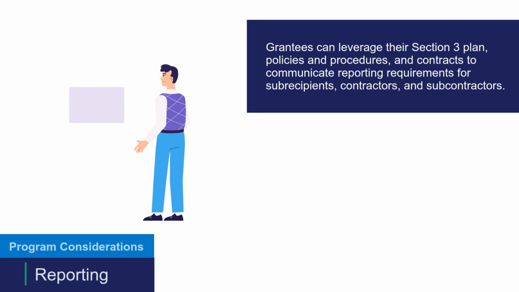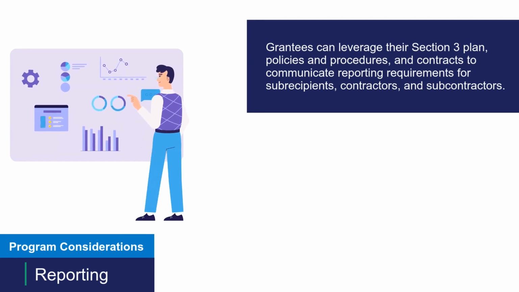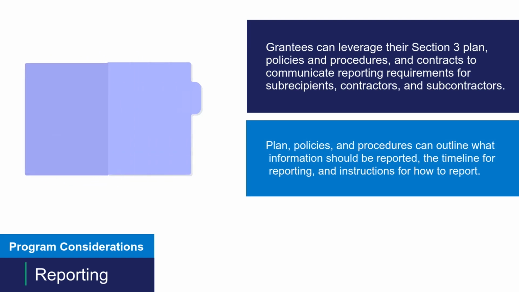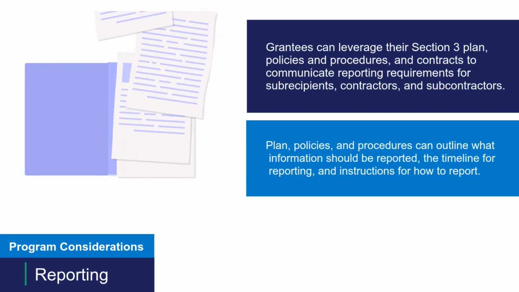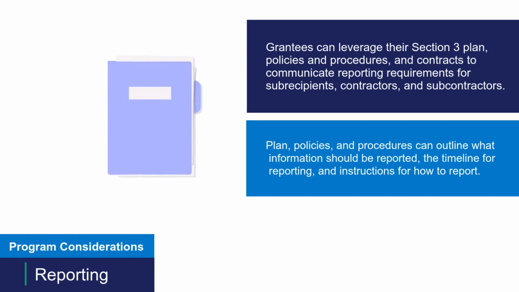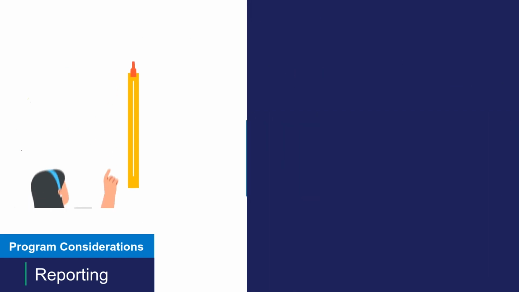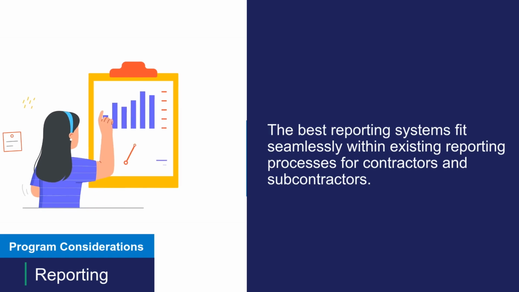Grantees can leverage their Section 3 plan, policies and procedures, and contracts to communicate reporting requirements for subrecipients, contractors, and subcontractors. Plan, policies, and procedures can outline what information should be reported, the timeline for reporting, and instructions for how to report. Overall, reporting should be simple and easy to follow. According to grantees, the best reporting systems fit seamlessly within existing reporting processes for contractors and subcontractors.